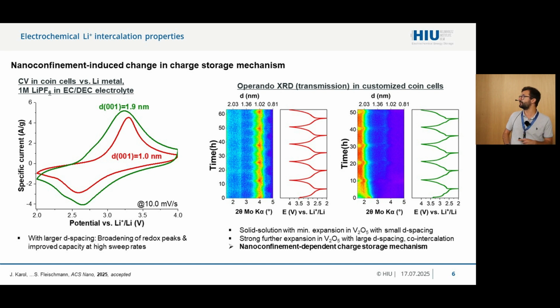However, in a material where we start with a larger d spacing, we suddenly get an even further increase in the d spacing, which is kind of counterintuitive, because if you have more space available, why would it expand further? But our explanation is that this is not desolvated lithium intercalation, but partially or fully solvated lithium intercalation, which causes this further expansion of the d spacing. We submitted this, but the referees were still a bit skeptical whether this is actually solvent co-intercalation, so they asked us for additional experiments.